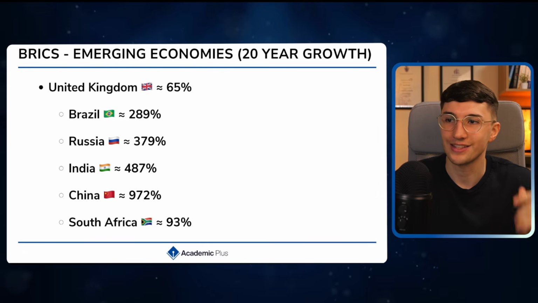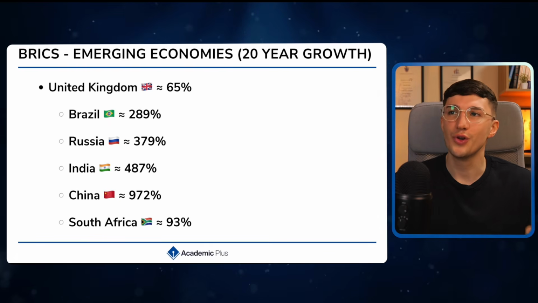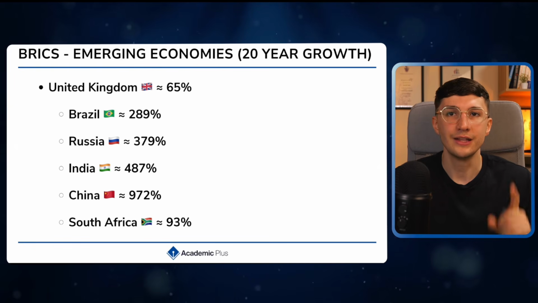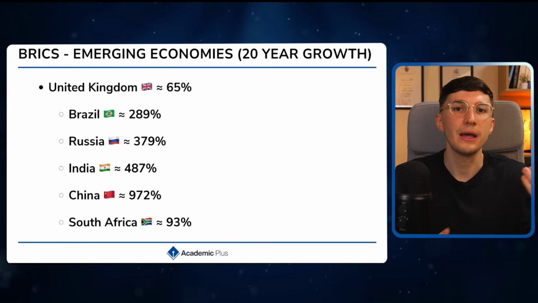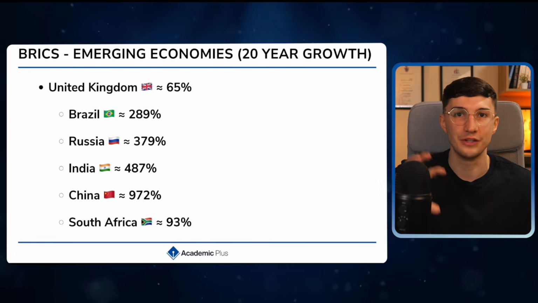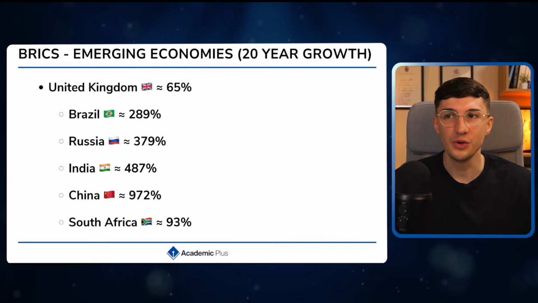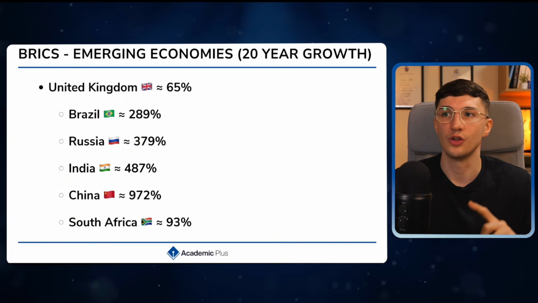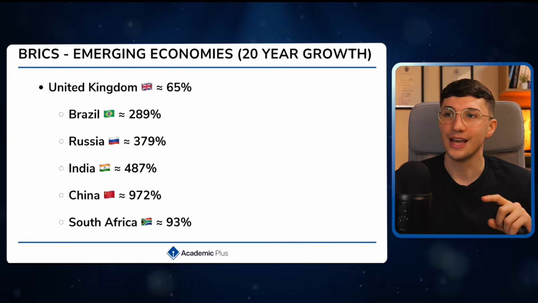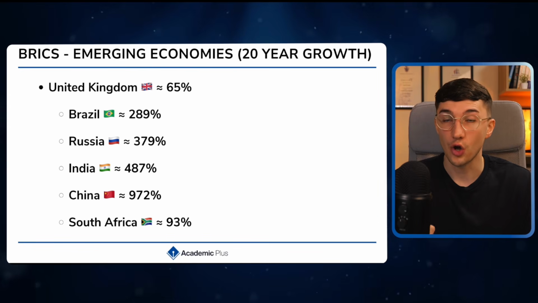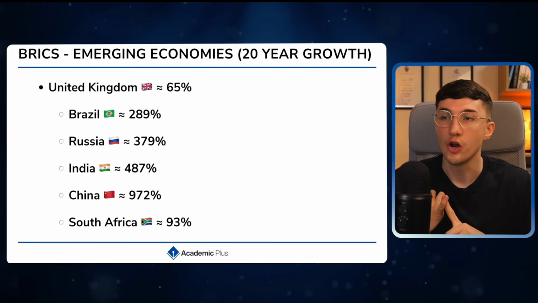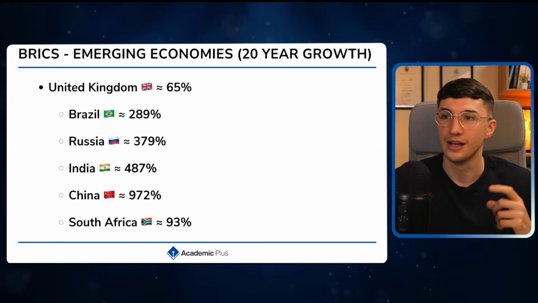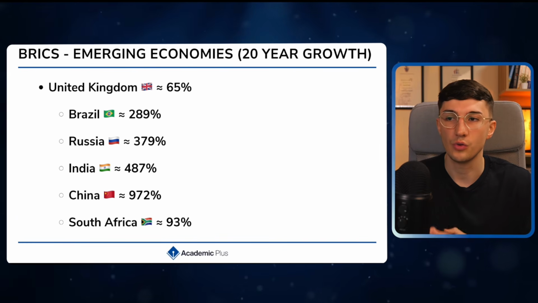Now, when we look at our growing economic powers, we have the BRICS, and this is Brazil, Russia, India, China, and South Africa. These are rough estimates, but if you look across the last 20 years, the UK economy has grown around 65%. You don't need to know these exact figures for your exam, it's just me demonstrating the growth rate of these emerging economies. Because if we look, the UK growth rate 65%, and roughly Brazil 289%, Russia 379%, India 487%, China, which is by far the quickest growing, 972% growth rate within their economy around the last 20 years. And South Africa, not as big as the others, but still 93%.